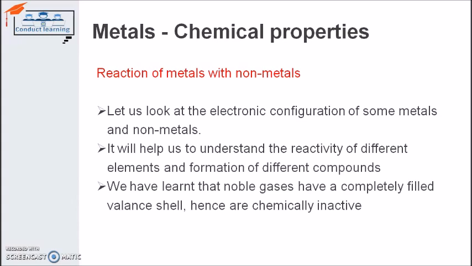So to understand the composition of these different compounds, we have to understand the electronic configuration of metals and non-metals. We have learned that noble gases have a completely filled valence shell, as they are chemically inactive. Some gases are known as noble gases because they are inactive in nature. The meaning of inactive is that they do not have any electrons in their shell to share with other metals. So that's why they come in the category of noble gases: they do not have anything to share.